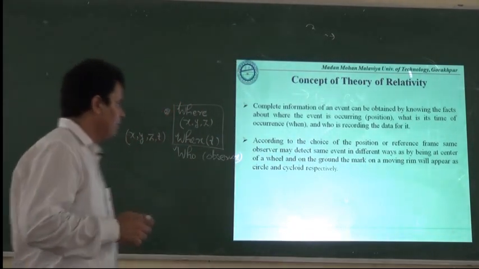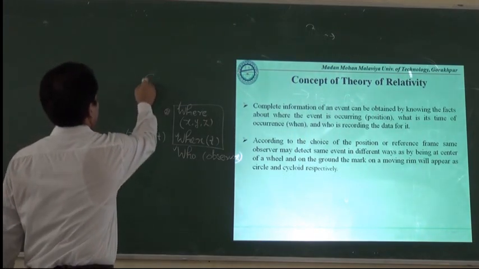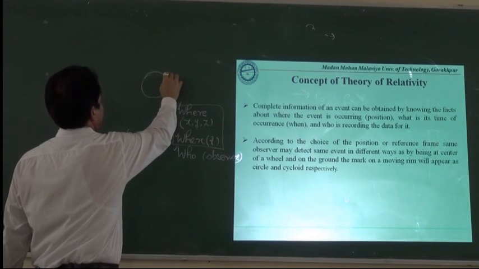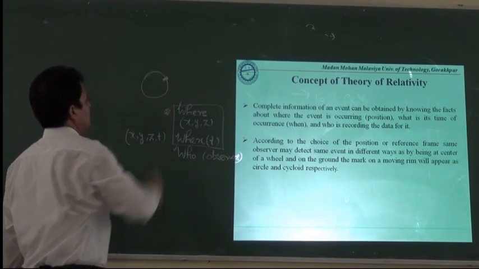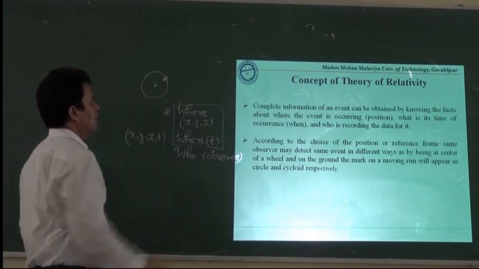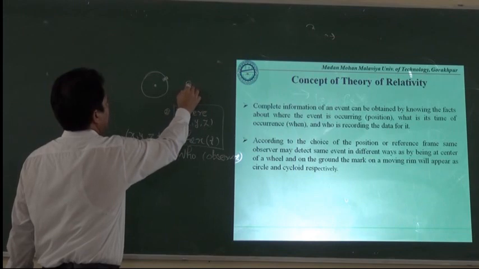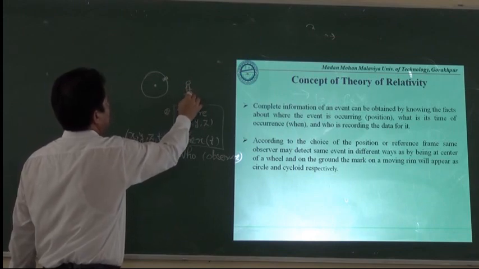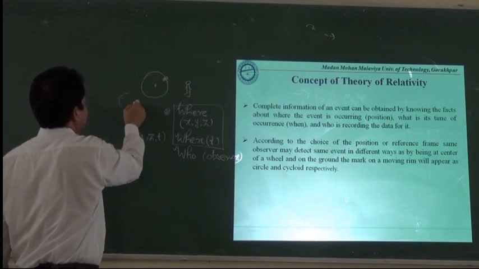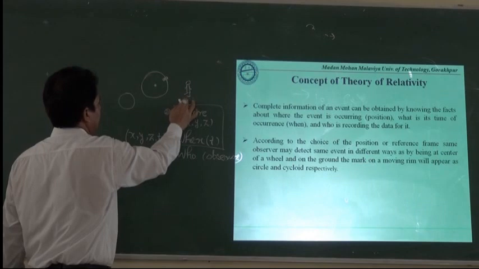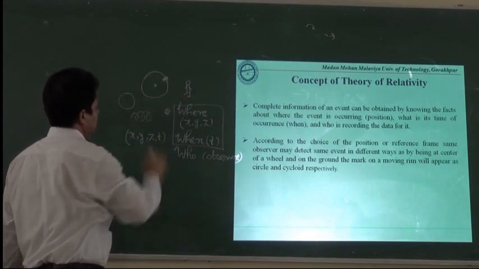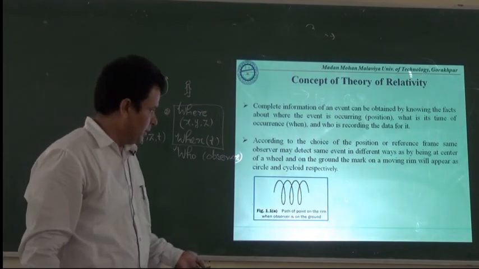For example, you have this rim, and on this rim we have a particular mark. This mark has to be observed by the observer. One chance is that our observer is at this center point, and the other chance is that the observer is here outside this rim. Then for this observer this will appear just as a circle, and for this observer on the ground, the motion of this ring will be just as the cycloid, as already has been depicted here.